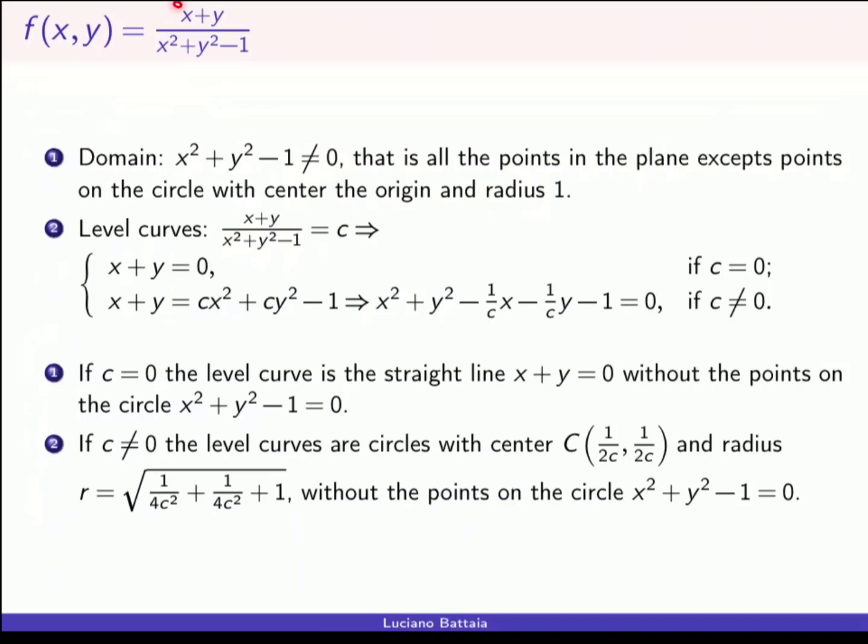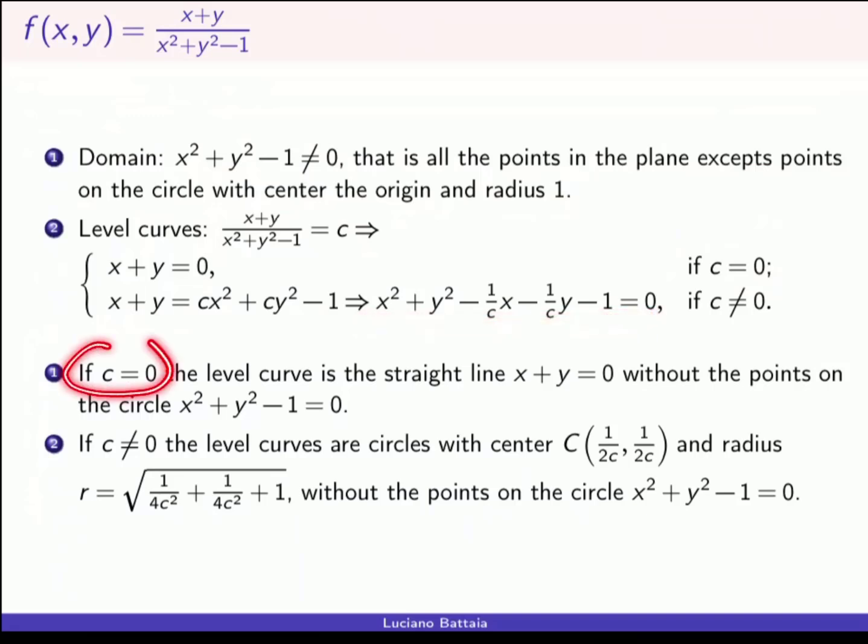Consider now the function x plus y over x squared plus y squared minus 1. The domain is given by this condition that comes from the denominator. So the domain is all points of the plane except points of the circle with center the origin and radius 1. The level curves defined by the usual equation are x plus y equals 0 if c is 0. x plus y equals c x squared plus c y squared minus c. If c is different from 0, this can be rewritten in this way.